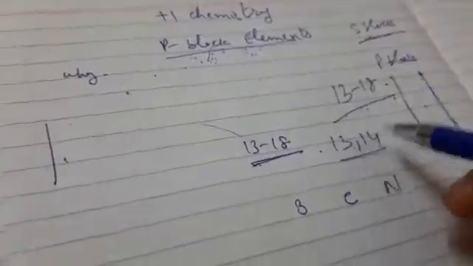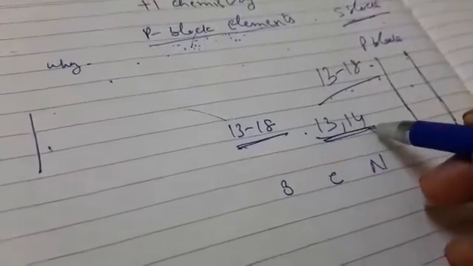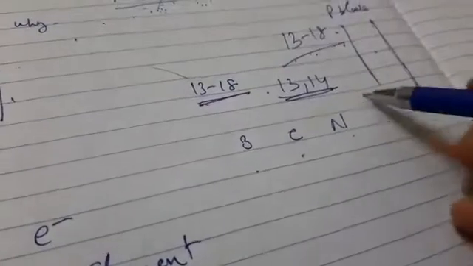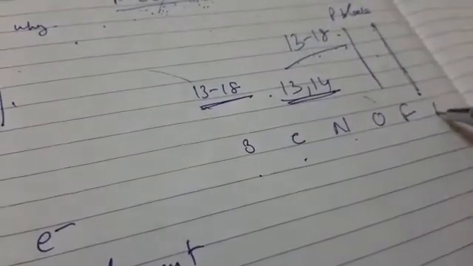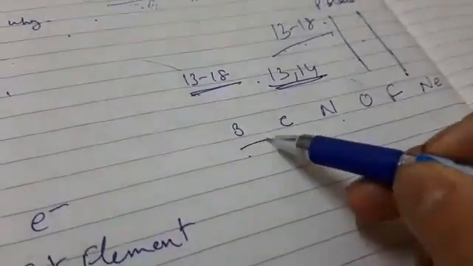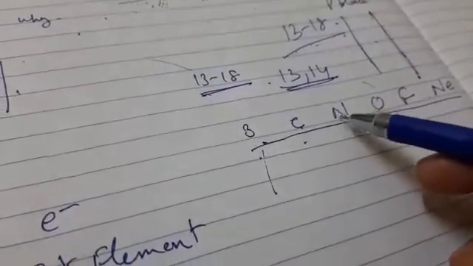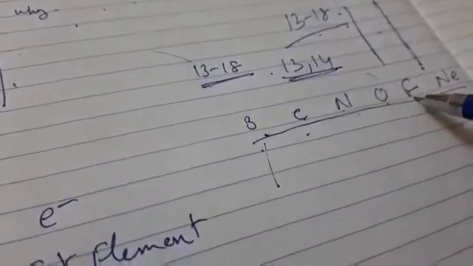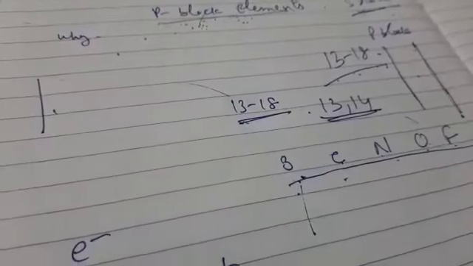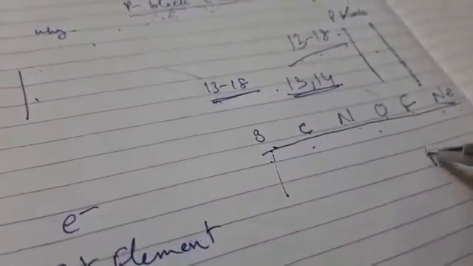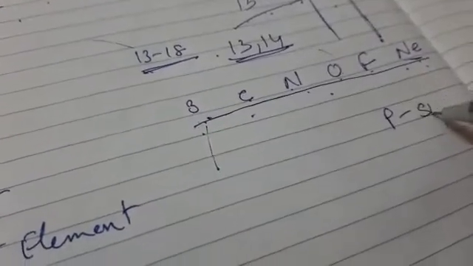In the plus one we will do only the 13th and 14th group elements. It starts from boron, carbon, nitrogen, oxygen, fluorine and neon. These are the first elements which are present in these groups, like 13, 14, 15, 16, 17 and 18. So 13 to 18 are the P block elements. Why are these known as P block elements? Because in these elements the last electron enters in the P shell.